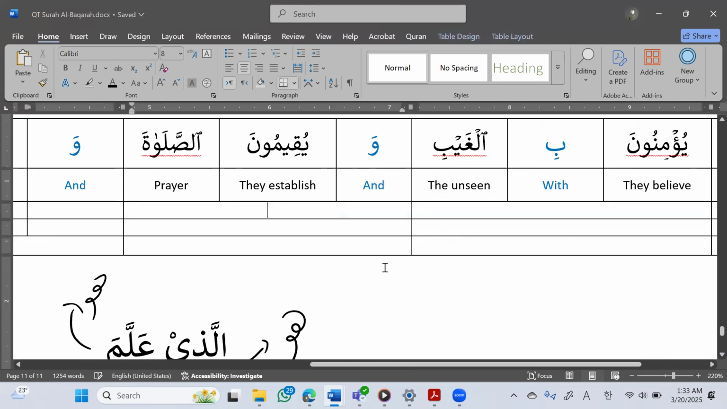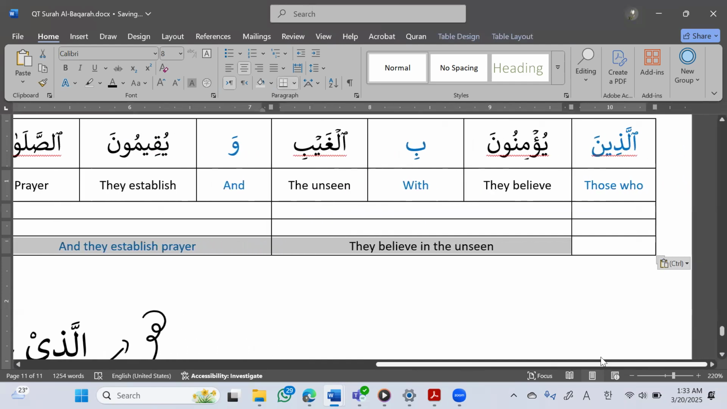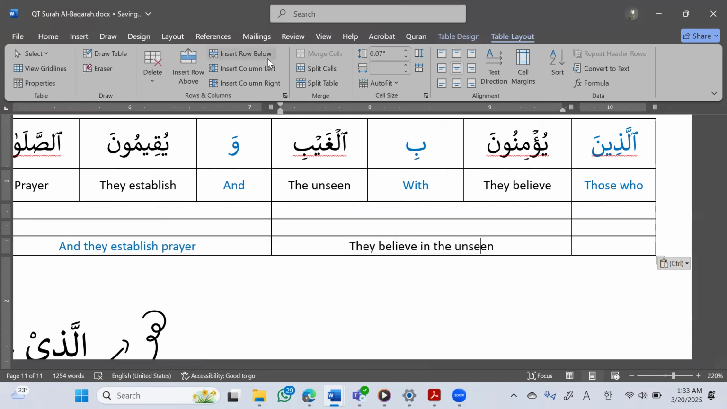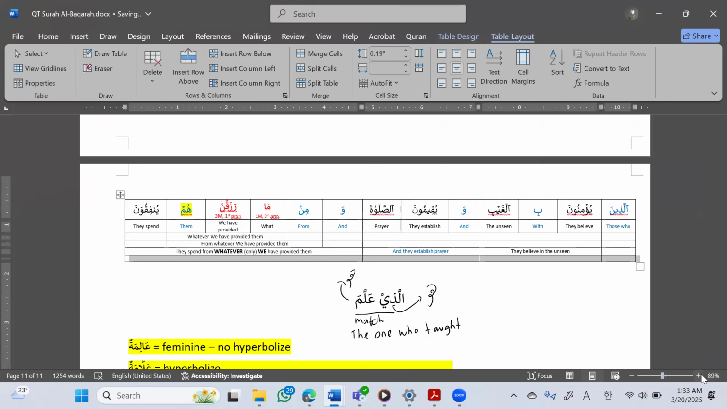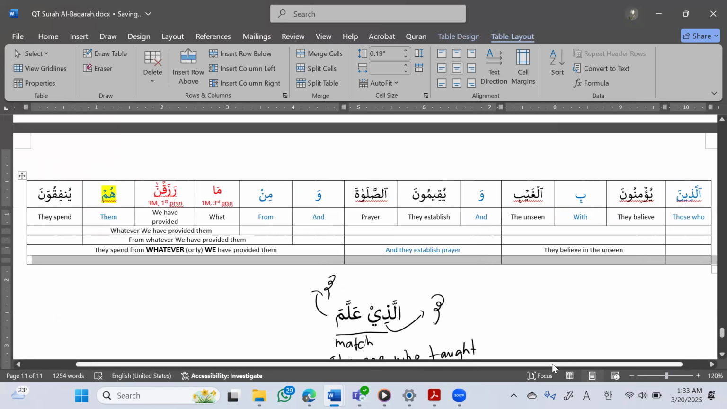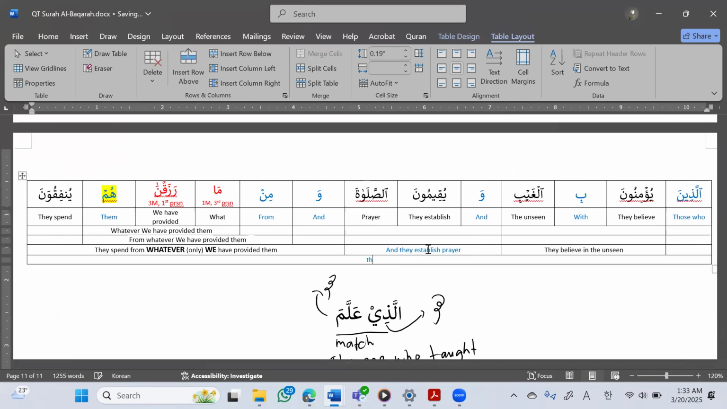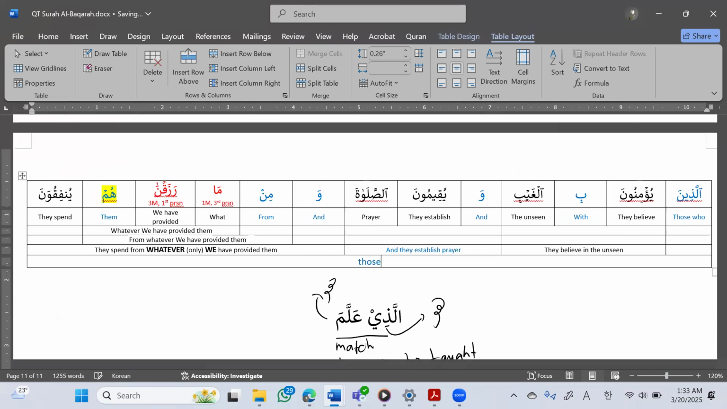Okay, this one. So the whole translation becomes: those who believe. Again, we have ism mausul and silatul mausul. In this case, inside alladhi we have whom, and inside yu'minuna, yuqimuna, and then yunfiquna, all are also whom. So in this case, this is a match. Therefore, we don't pull out the whom from the sila, meaning the translation is going to be those who believe in the unseen, yeah?